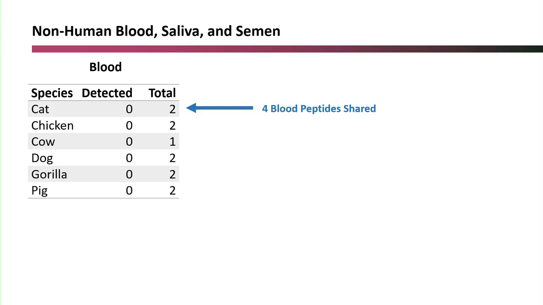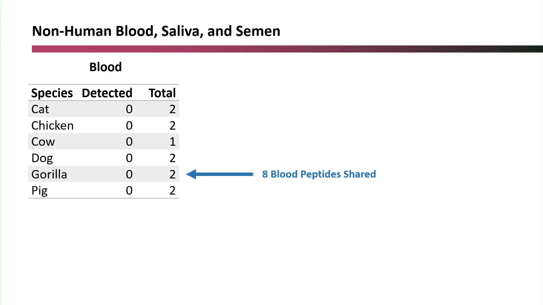So for example, cat has 4 blood peptides shared with human, and we identified the 4 that we expected to identify, but not the other 5. So of course, that's a negative result. Same with gorilla. Close relative, 8 out of 9 are shared with human. We did identify those 8, but that 9th was missing. Again, consistently, multiple extractions. That peptide was never present, which was the result we expected there.